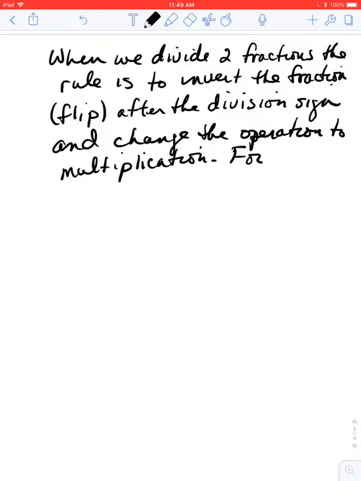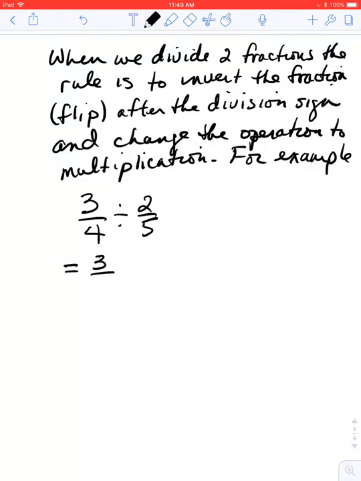For example, 3/4 divided by 2/5. If we flip the fraction after the division sign, this becomes 3/4 times 5/2. And then you would just use your rules for multiplication, which would be 15/8.